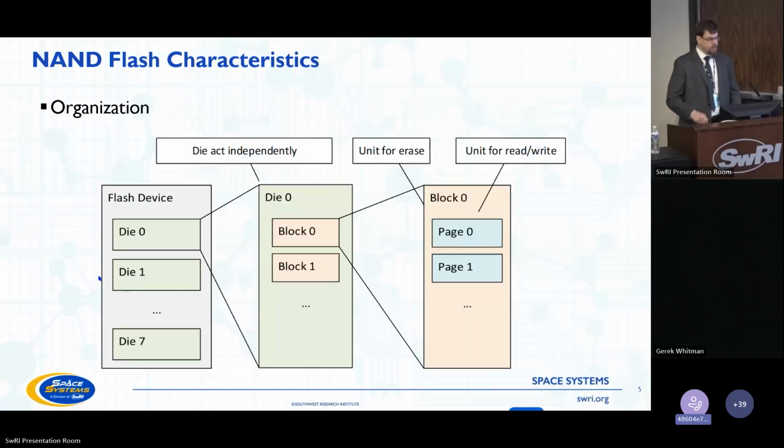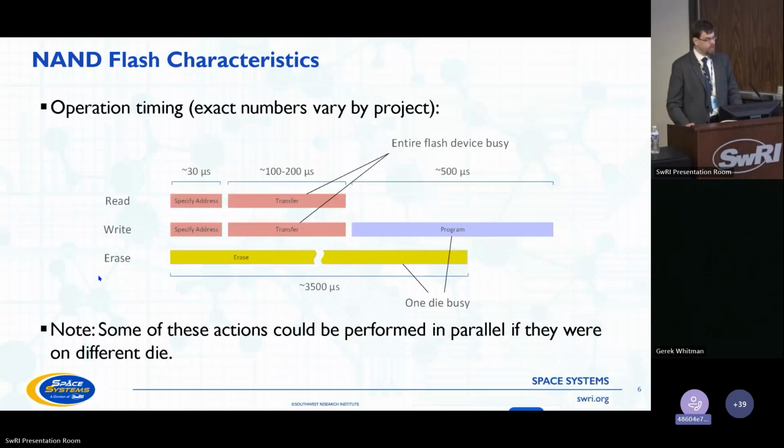So the organization, because I promised it would actually matter, each device is going to hold about 8 die. Each die holds a bunch of blocks. Each block holds a bunch of pages. Those pages are the 4 kilobyte read-write units, but erasure happens at a block level, one level up from that. And then what's really cool is that the die can actually act independently as long as certain conditions are met. And we'll get into that in a bit.